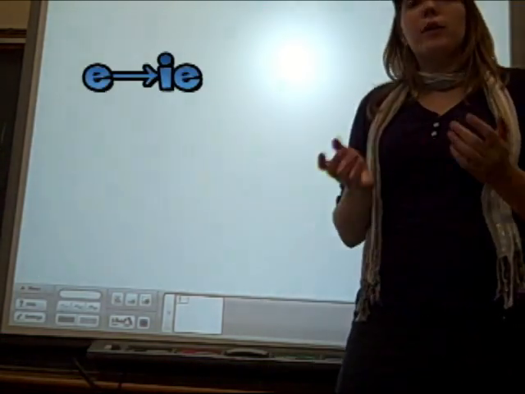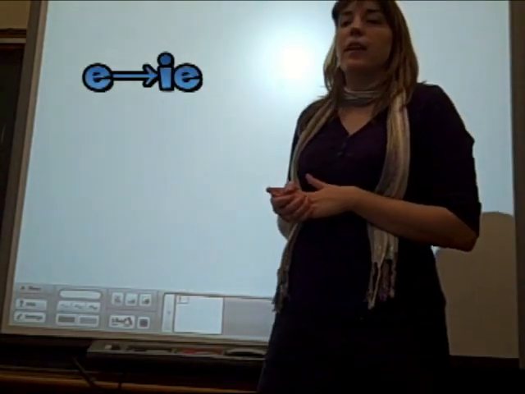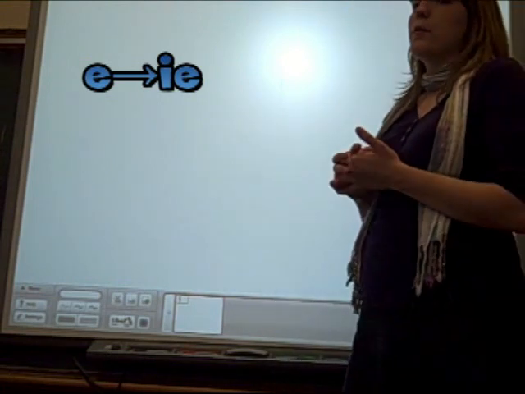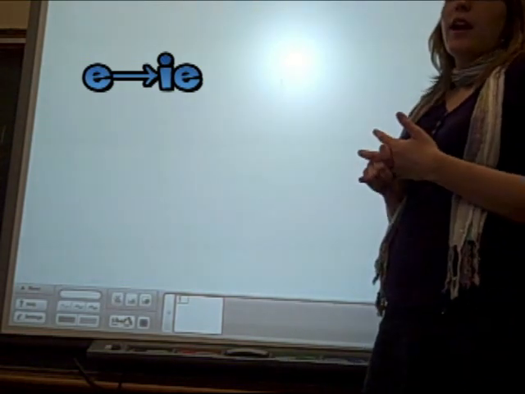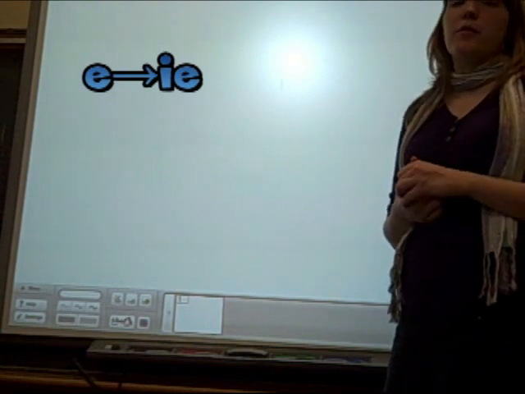There are quite a few E to IE stem-changing verbs, and you will eventually start to remember which verbs are stem-changing verbs and which are just regular verbs. This just comes through plenty of practice.